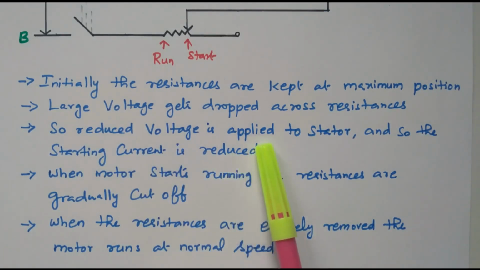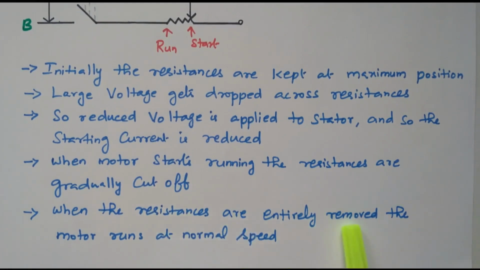Right? Because of reduced voltage, the starting current is also reduced. That is our main objective. When the motor starts running, the stator resistances are gradually cut off. The resistances are gradually reduced. When the resistances are entirely removed, the motor runs at the normal speed.